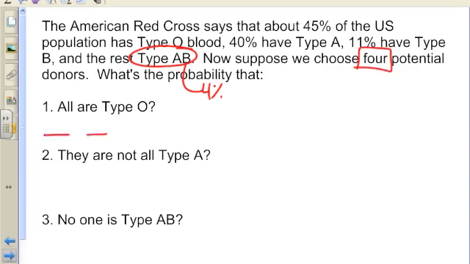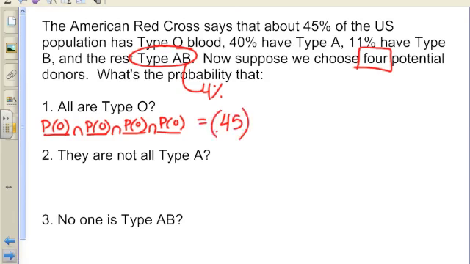Well, remember, we're choosing 4 people, the first one and the second one and the third one and the fourth one. And I want them to all be type O. So this is really a probability I choose O, probability I choose O, probability I choose O, probability I choose O. Well, type O was 45%, 0.45. And rather than write that times 0.45 over and over again, that's 0.45 to the 4th power. And I'm going to have to round that off just a little bit. I get 0.041 when I put that in my calculator.